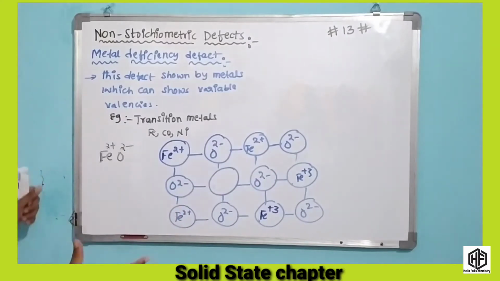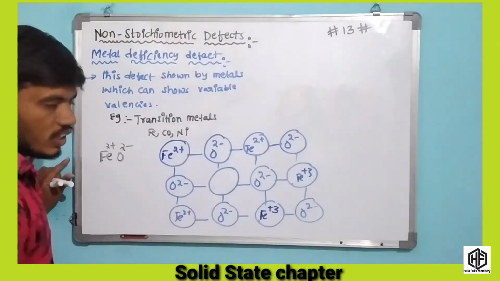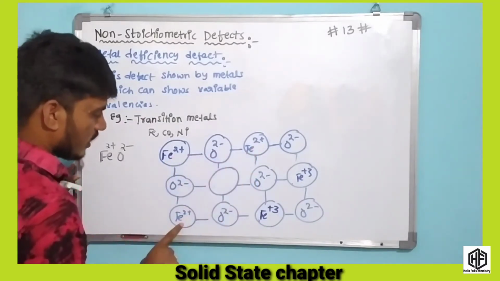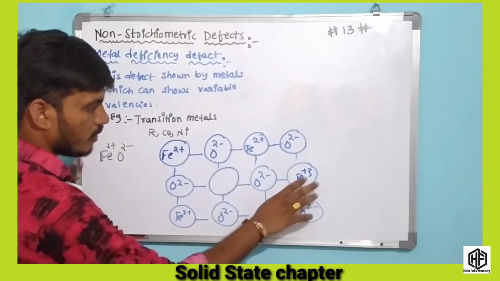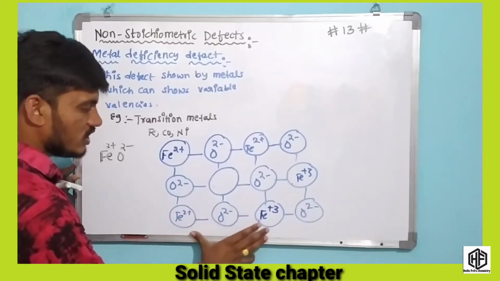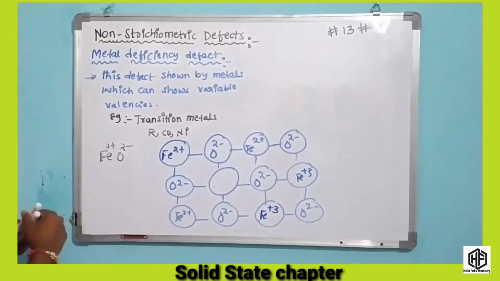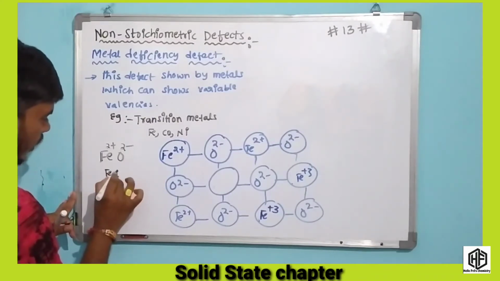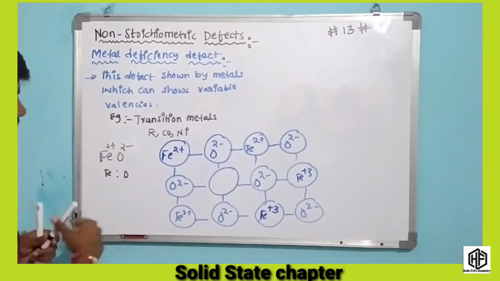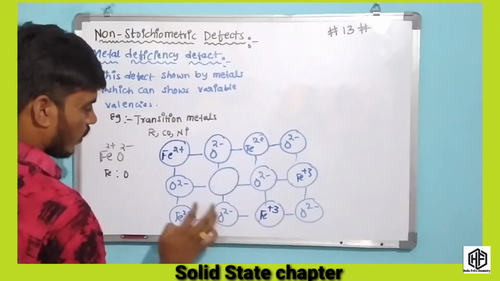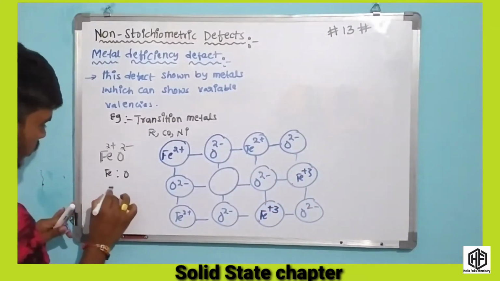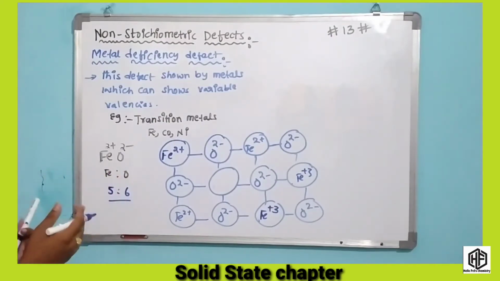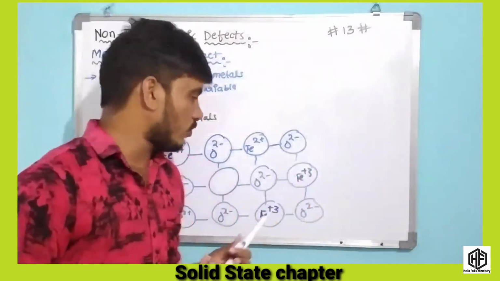Okay friends, now let's consider the neutrality of the cations and anions. Here we have Fe2+, Fe2+ and Fe2+, and here Fe3+ and Fe3+. This is the ratio of cations and anions: the ratio of Fe to oxygen is 5:6. Okay friends, the 5:6 ratio of cation and anion is maintained. But what about the neutrality?